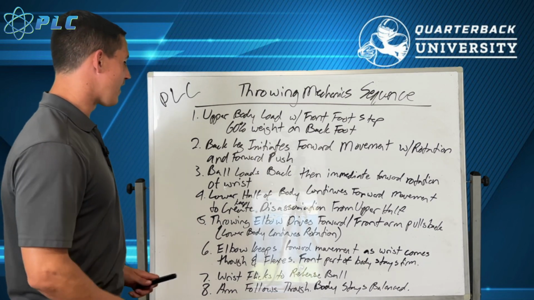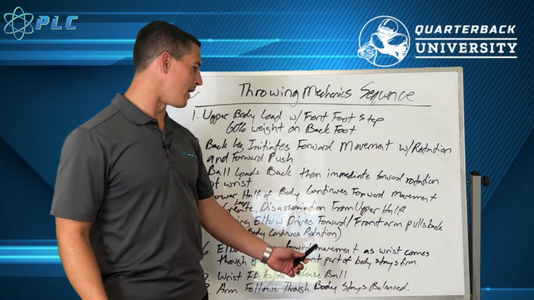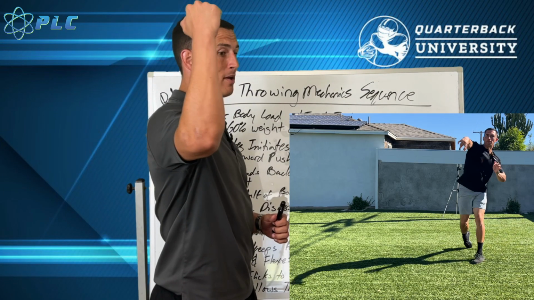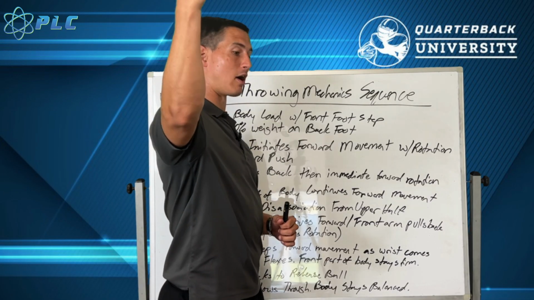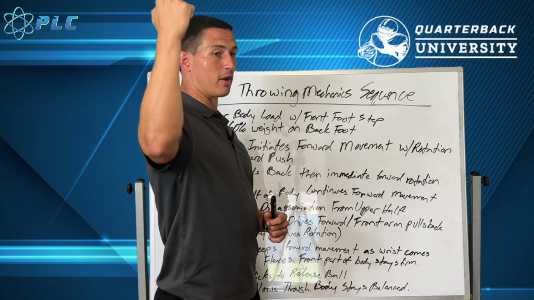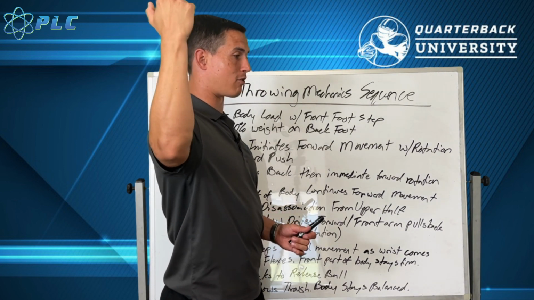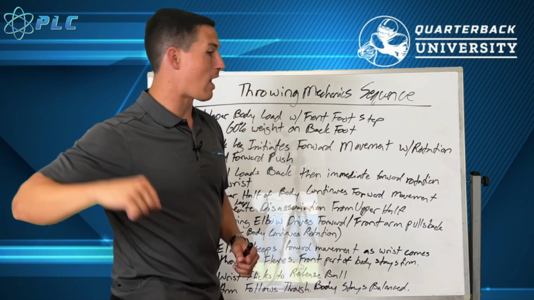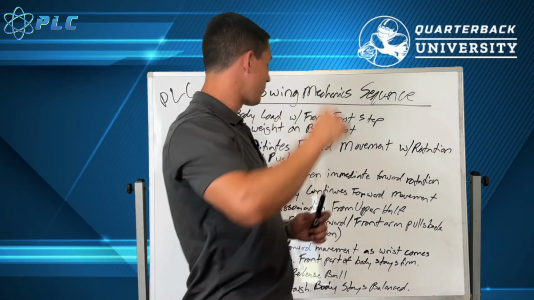Number 6, the elbow keeps forward movement as the wrist comes through, right? So the elbow doesn't want to stop. We see people that stop the elbow, or the elbow goes out to the side. If the elbow's too far out to the side, then that'll make it so it stops. But the elbow wants to keep moving forward. You want to get as much action of that elbow as you possibly can.